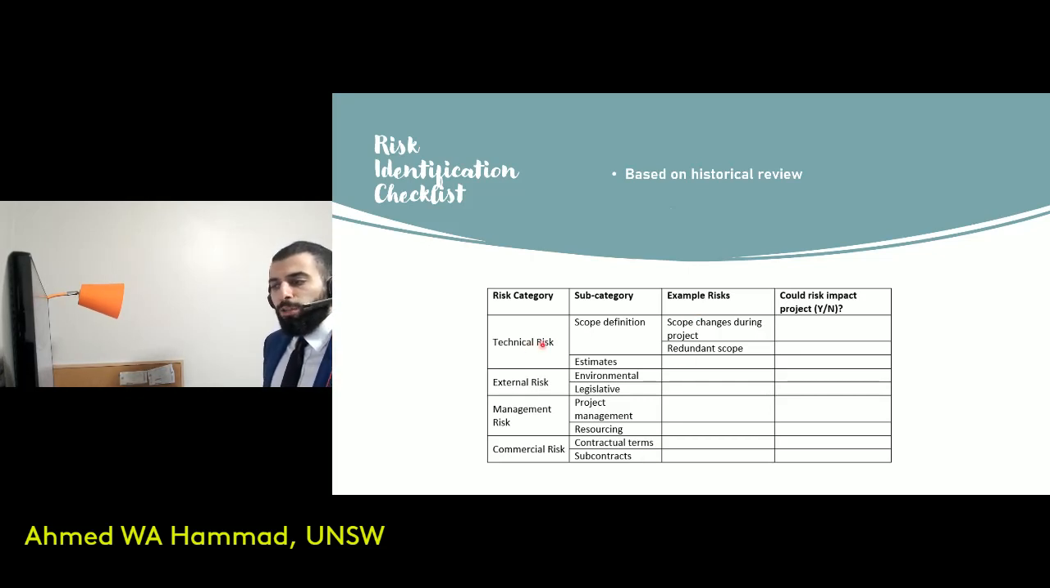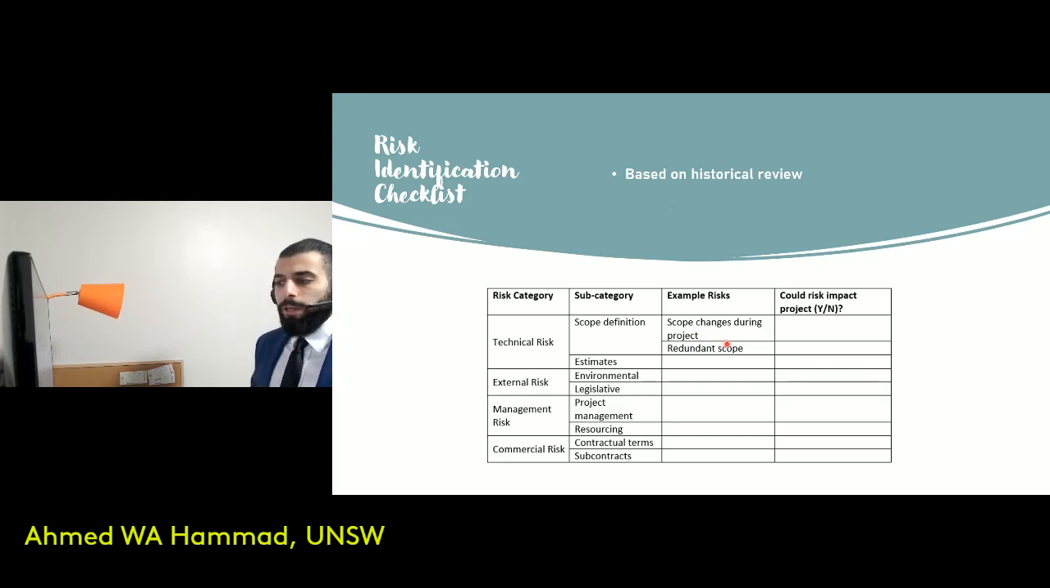Let's look at technical risk and, specifically, scope definition. This is where, in the third column, the example risks, I'd provide a description of the risk. So in my case over here, scope changes during the project has been identified as a risk. That's a description of the risk.